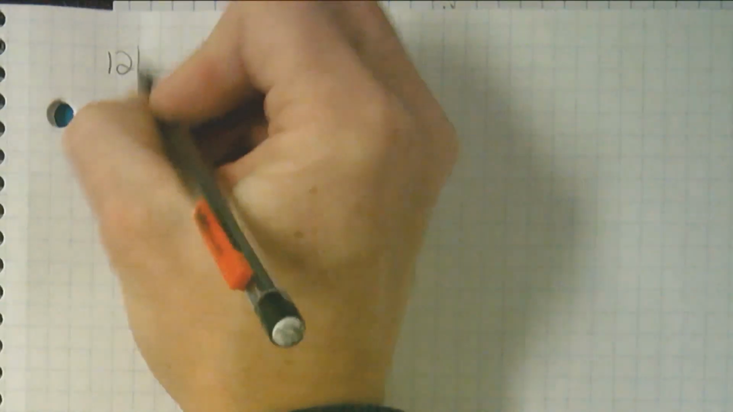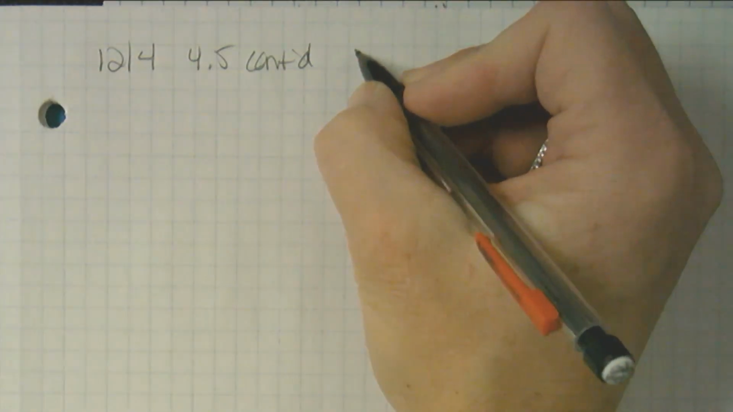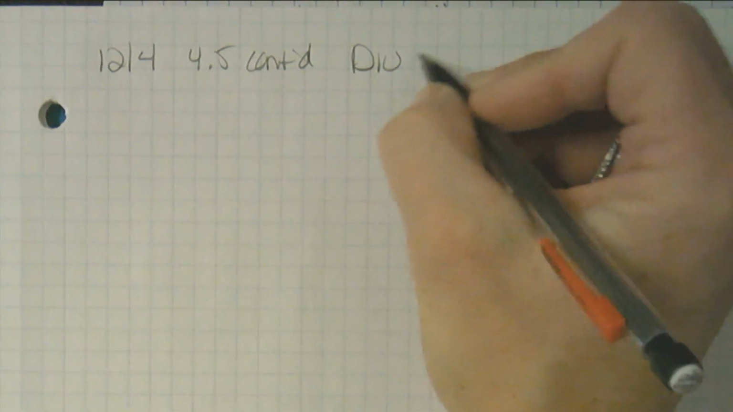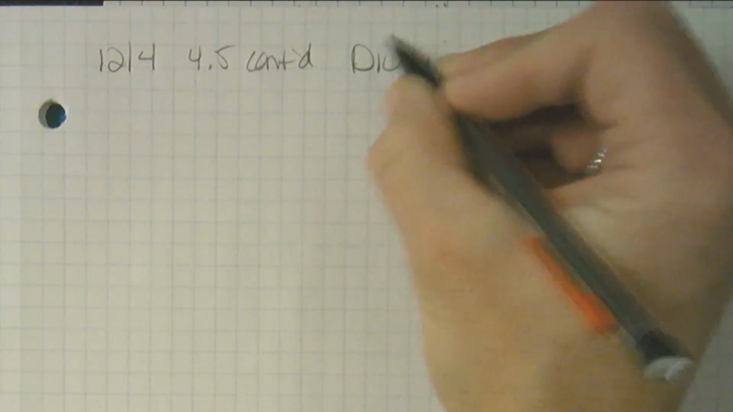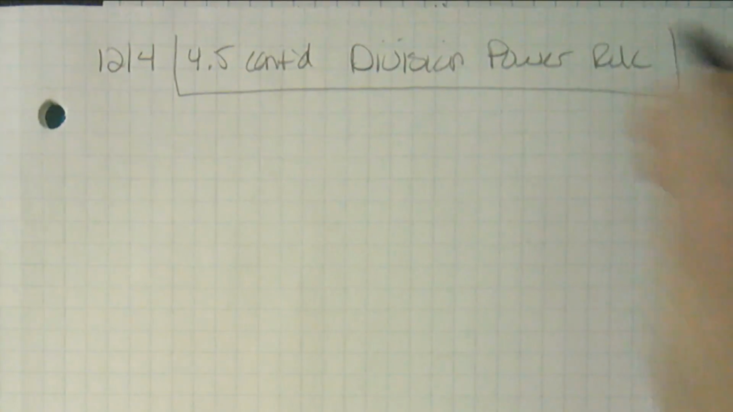All right, today is the 4th. We are still in 4.5, so 4.5 continued. And today we're going to talk about division power rules. Division power rule.